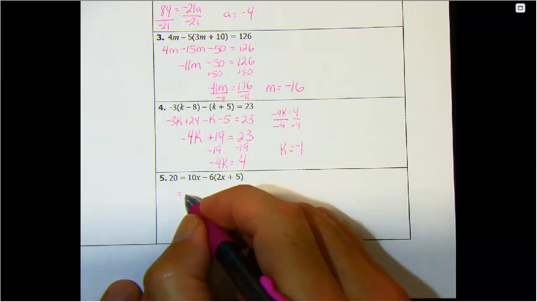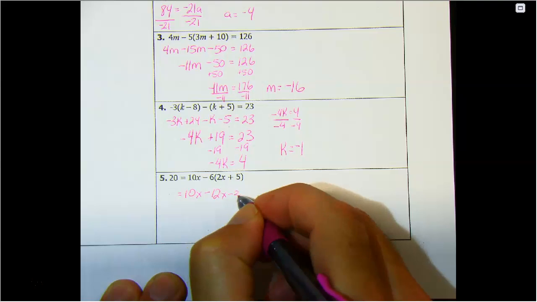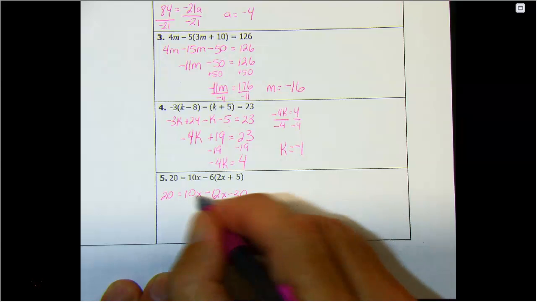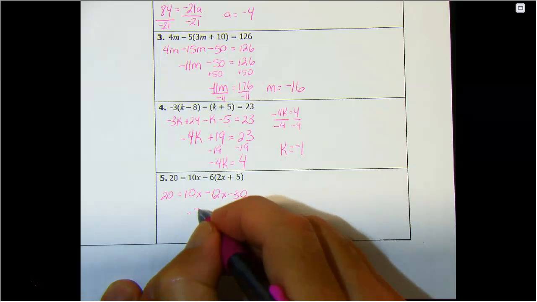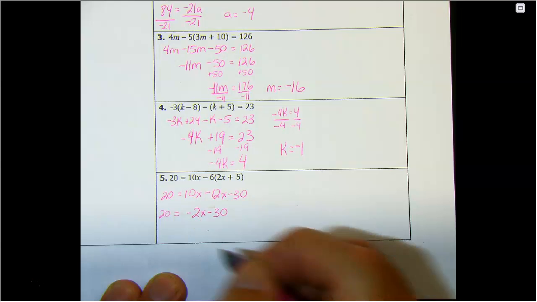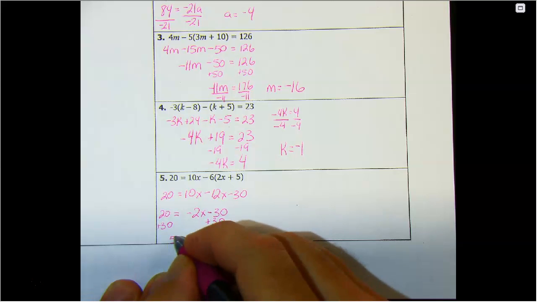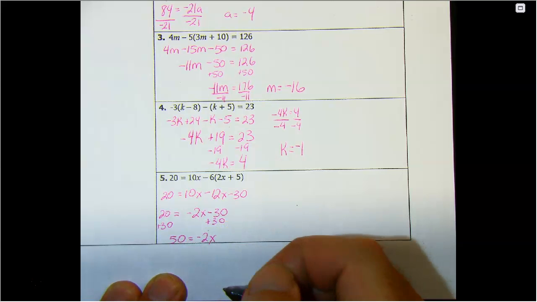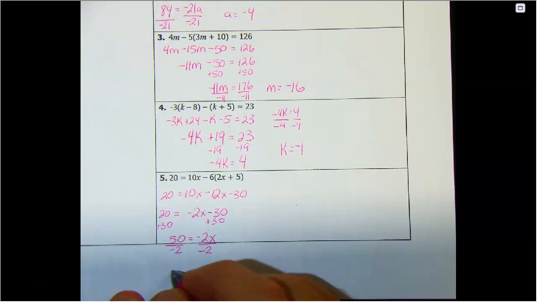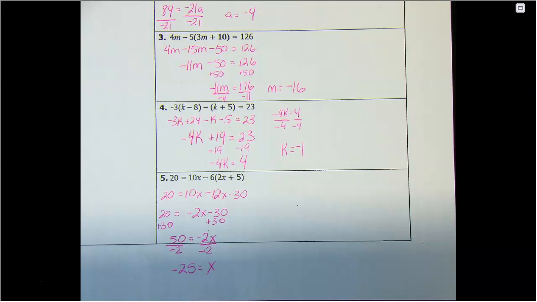We'll get there. Anyway, 10x, nothing happens with the 10x. We're going to distribute a negative 6. That's a negative 12x and a negative 30. And I get a 20 on the left-hand side. So that means that we can combine these x's. 10x minus 12x gives me a negative 2x. We're going to add the 30 over. So 50 is equal to a negative 2x. We're trying to get that x by itself, so we're going to divide by a negative 2, and we'll say that negative 25 is equal to x. And we have that solved.